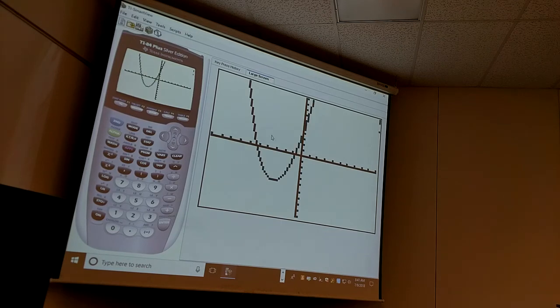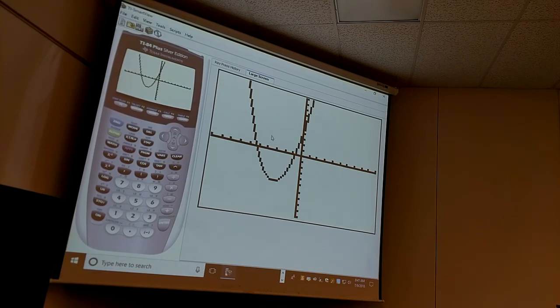Sometimes, of course, the standard window is not good, and I have to move it around. We talked about moving the X-min, X-max, Y-min, Y-max, so you can actually see stuff. I can see everything I need to here. Can anybody tell me what I see? What are all the important things? Vertex, but intercepts. I like it. Line of symmetry. Vertex is also known in this case as the minimum.